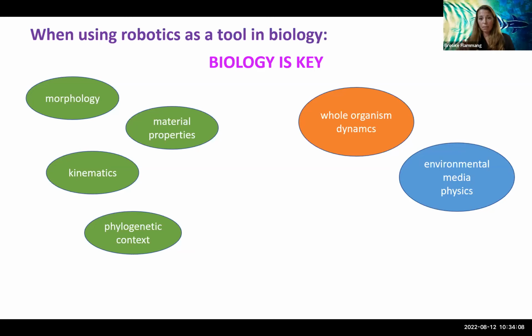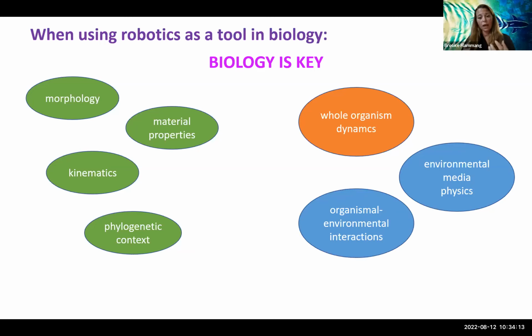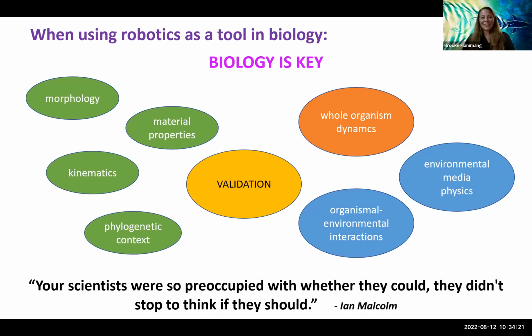You want to make sure you're keeping a similar environmental media and the physics are constant for your robot, so you have the right organismal environmental interactions that you would for the organism. And lastly, validate. And oh yeah, always take home from Jurassic Park: make sure that you don't over robot your robots. Scientists are so preoccupied with whether they could, they didn't stop to think if they should.